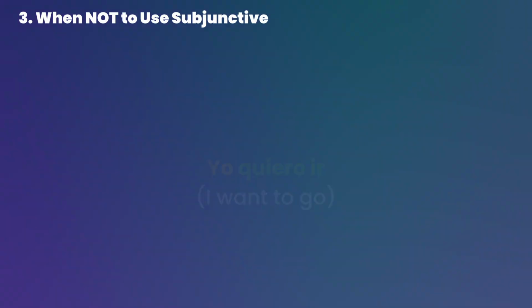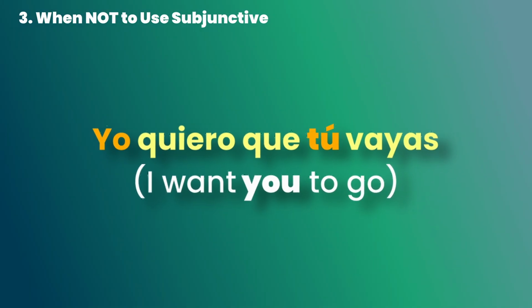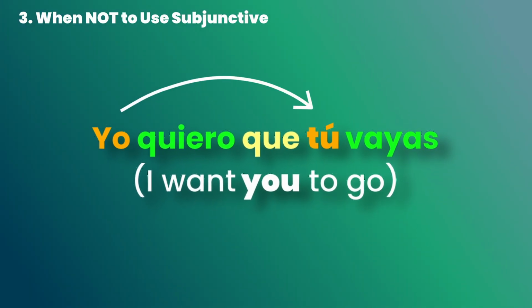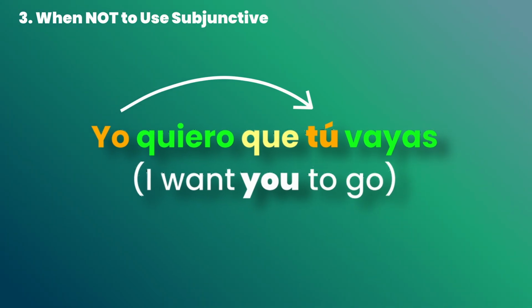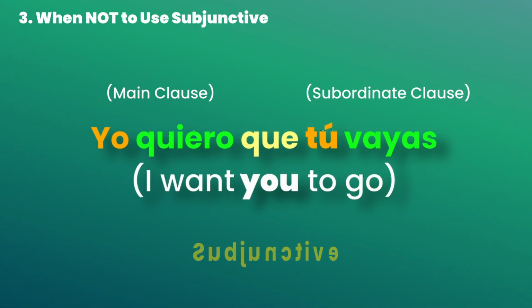Now look at this. Yo quiero que tú vayas. Here we have two subjects. Both subjects have their verbs and the subject number one is directing their wish or desire on another subject number two, perfectly representing main and subordinate clauses. This is what makes it subjunctive.